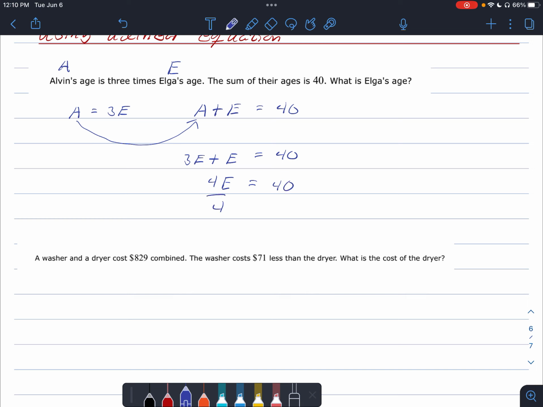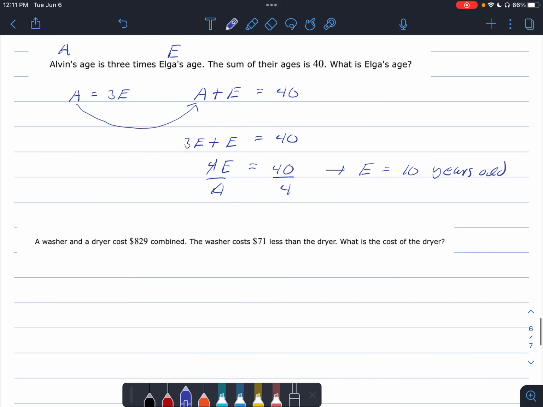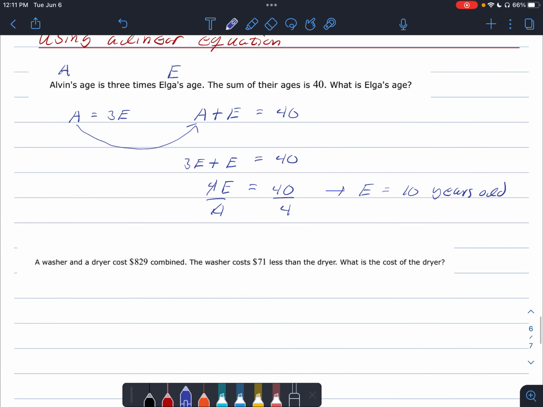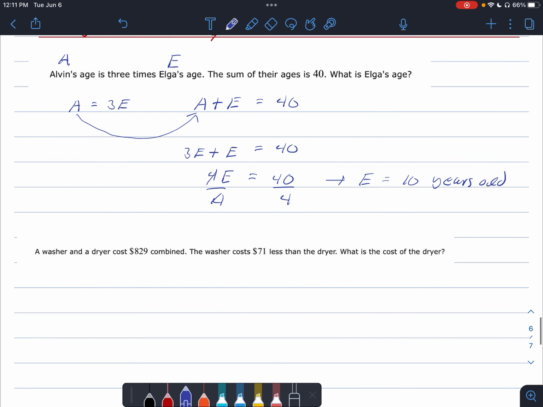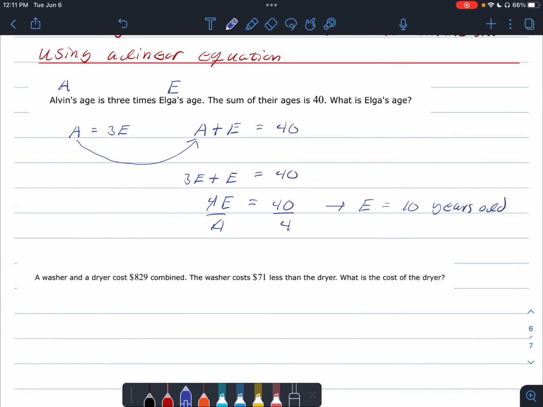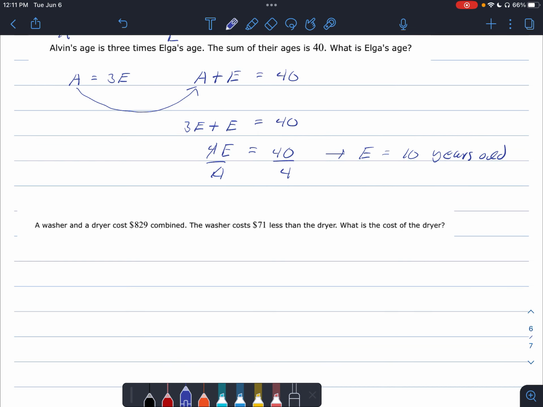Now we can divide both sides of our equation by 4. These will cancel, and we get that E is equal to 40 divided by 4, or 10. So we know that Elga is 10 years old. That would also make Alvin's age 30, because the sum of their ages is 40, and that works out because Alvin should be 3 times older than Elga. So there we go. We know that Elga is 10 years old.